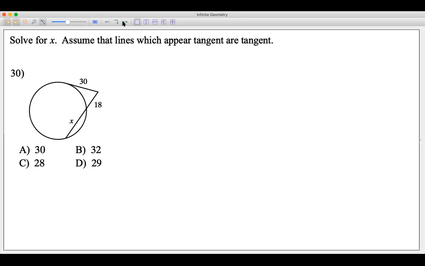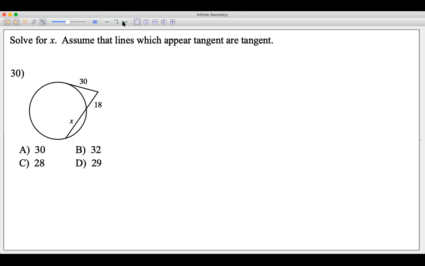Three flavors. You're either going to have an X, two secants, or a tangent and a secant. I got a tangent and I got a secant. So are we not going to do the middle flavor? We will. Did I not give you one? I could give you one. It's number 31. All right, 31.